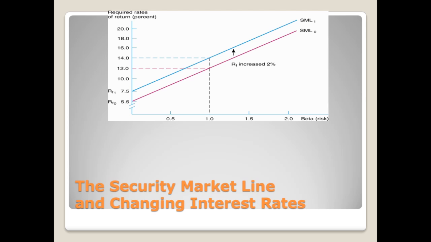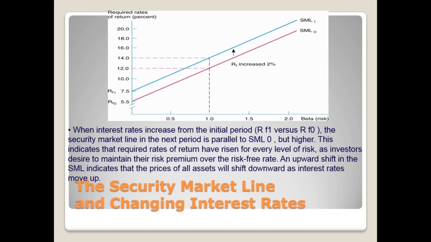You can see the required rates of return in different lines associated with that. When interest rates increase from the initial period, the security market line in the next period is parallel but higher. This indicates that required rates of return have risen for every level of risk, as investors desire to maintain their risk premium over the risk-free rate.